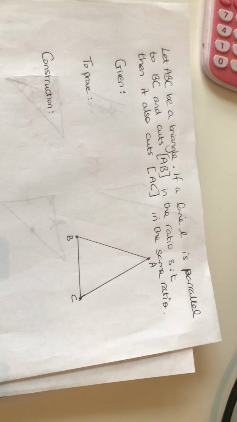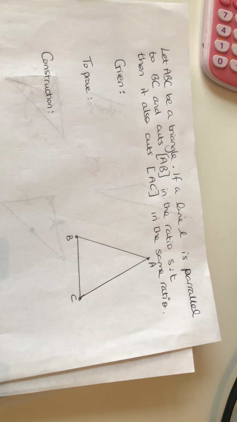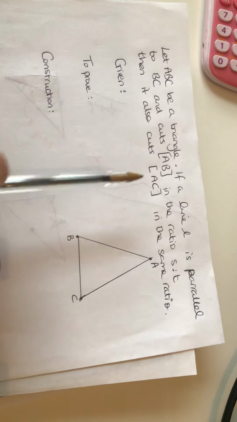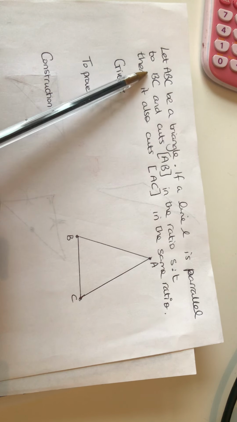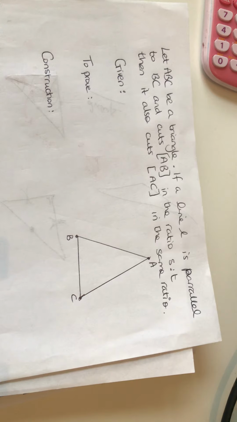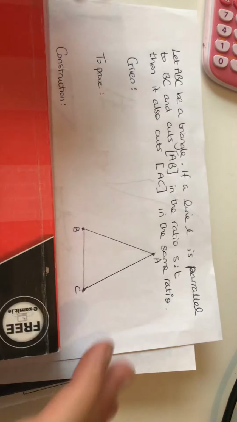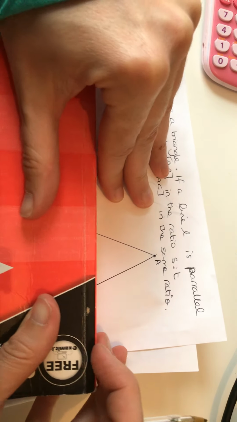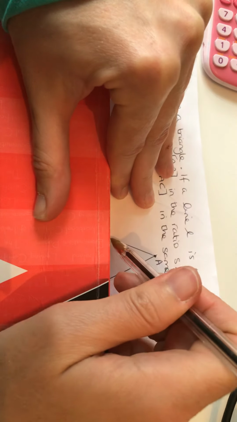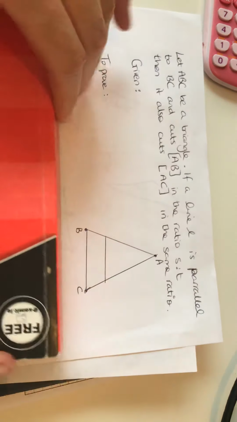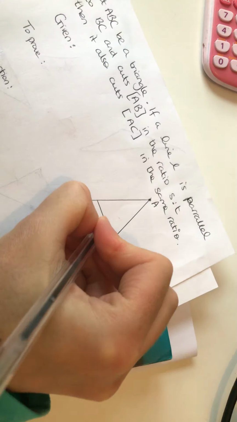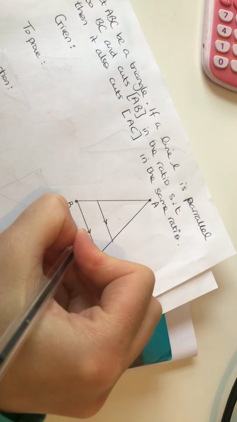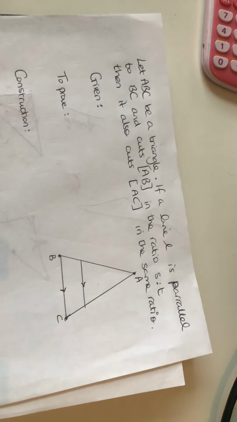And they've told me the line L that's drawn, that's parallel to BC. So I'm going to draw in a line L that's parallel to BC. Here and there. So there's my line L. I'm going to mark in that it's parallel to my base, because I was given all this in the question.